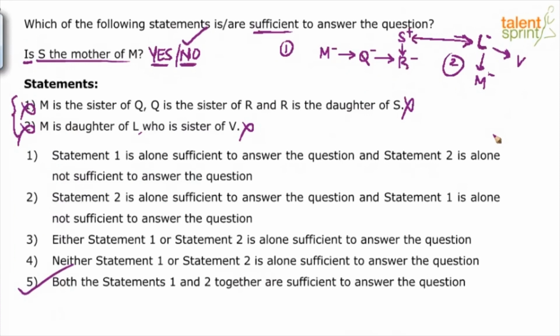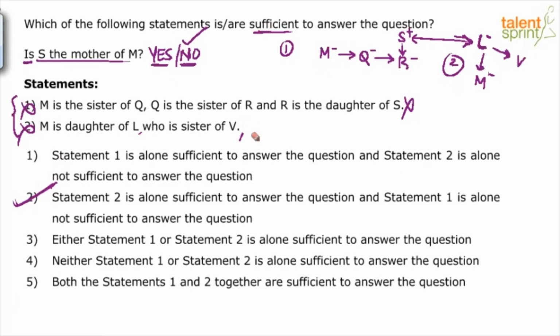Okay, hold on. I think he has got a point. Is S the mother of M? Okay, so Saurabh, you have got a point. Hold on, guys. I think it should not be option 5. Look at it once again. Is S the mother of M? Here we know that L is the mother of M. So is S the mother of M? No. I think yes, statement 2 alone is sufficient. Okay, so thank you for pointing that out. Sorry, I think even I've got it wrong. Answer should be option 2. Statement 2 alone is sufficient.